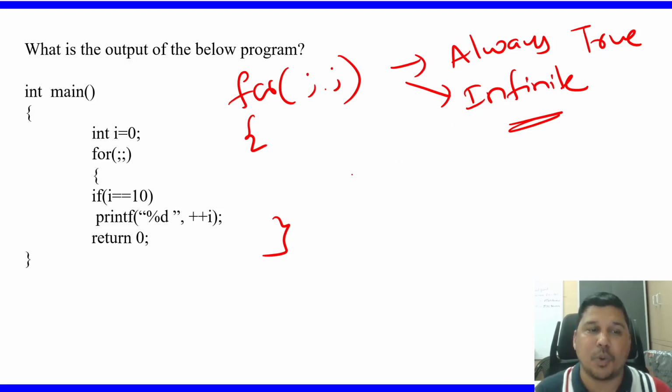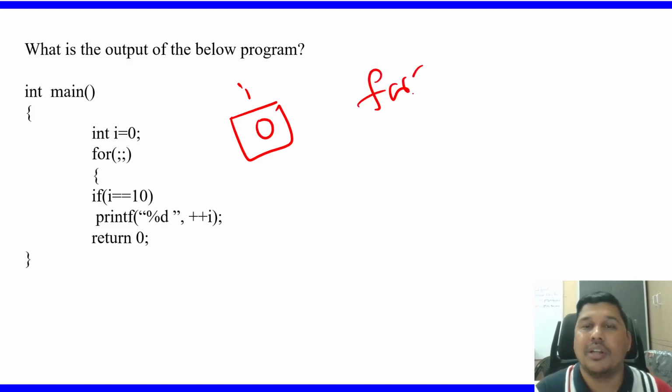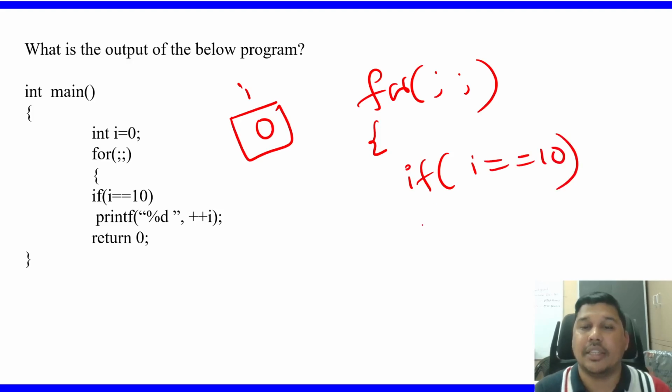So what will happen in this program? What is happening here? Let's see. So I value is given as 0. In for loop, I'm having just semicolons. Inside that, I have an if condition. If I is equal to 10, then you print the value plus plus I.